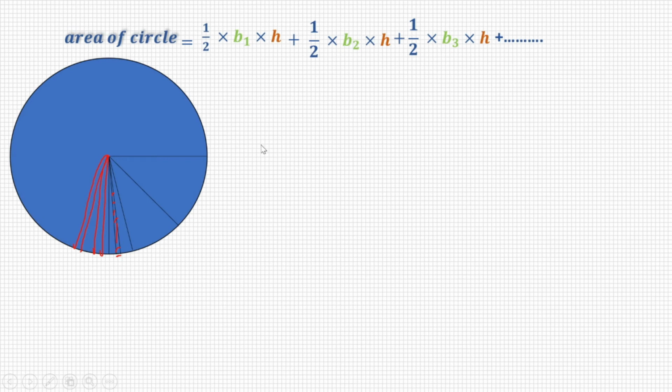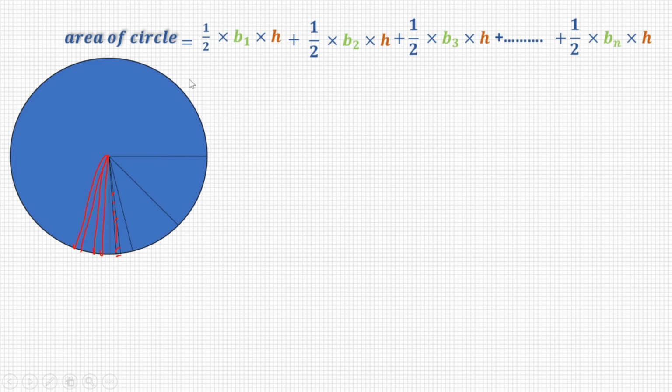And the last triangle, I will not give it any number. I will call it the nth triangle. Just like first, second, third, I will call it nth because I don't know how big my circle is and how many triangles will be made. So I'll say n triangles will be made, and the area of the nth triangle is this.